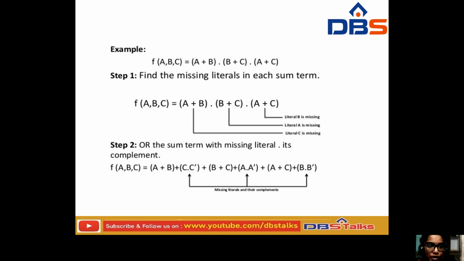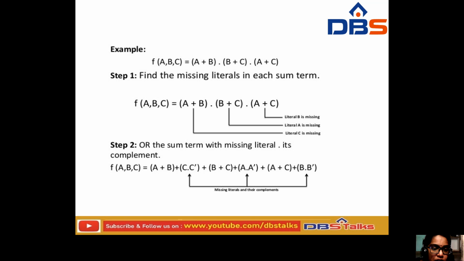See, this is the example here. First of all, this is the expression (a + b)(b + c)(a + c). Here, what are the missing literals? Here c is missing, here a is missing, and next one here b is missing. How are we going to perform this?